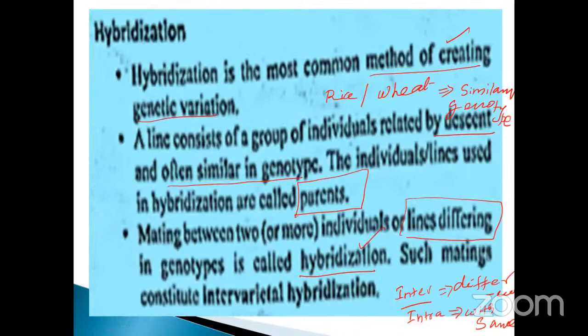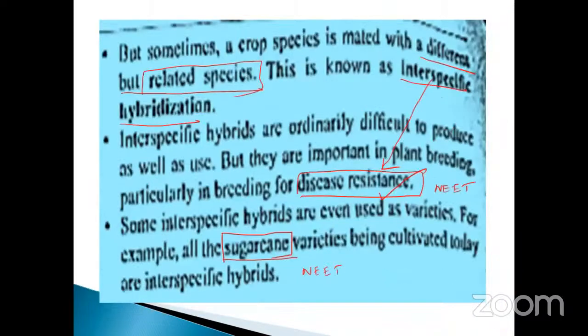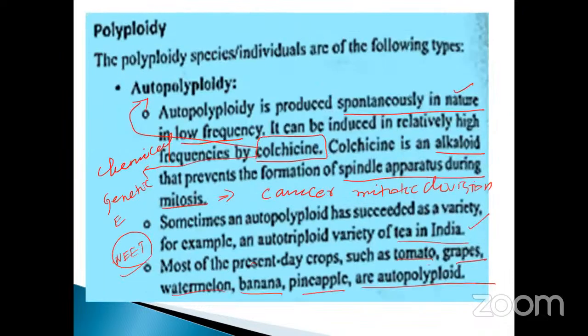What is hybridization? Which one is the parent? Interspecific hybridization, what is that? How will it be? Particularly, two things are very important. What is that? Disease resistance. And which is the best example of this? Sugarcane. And what is polyploidy?